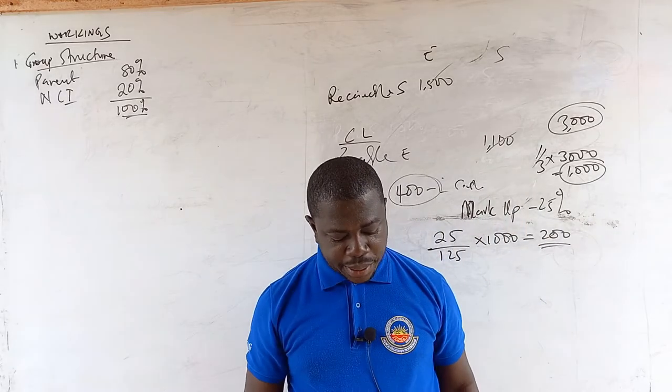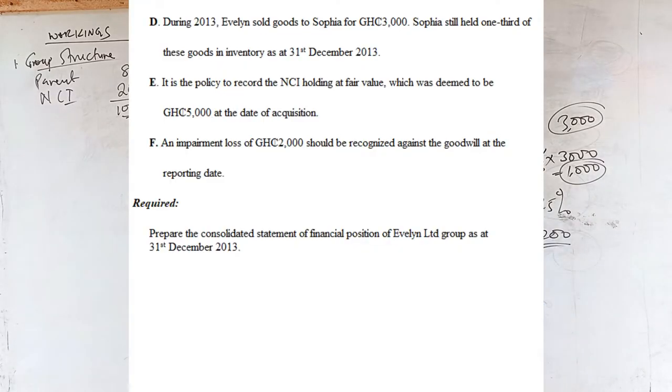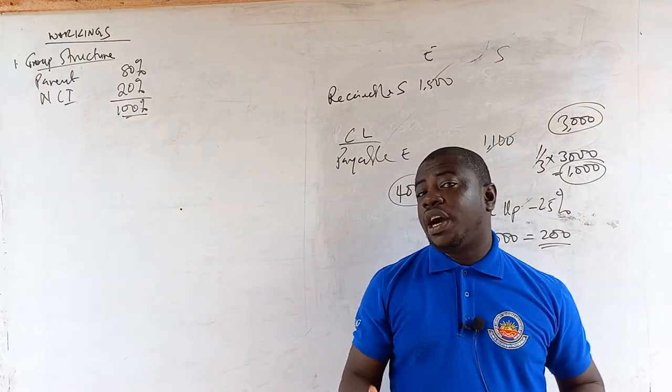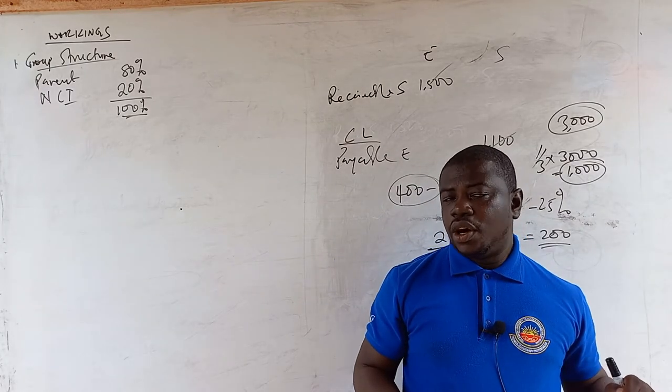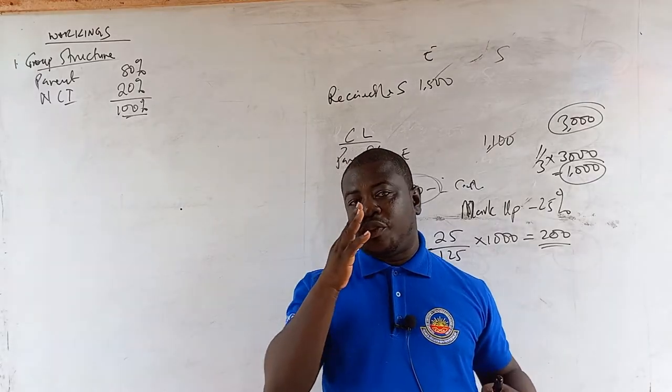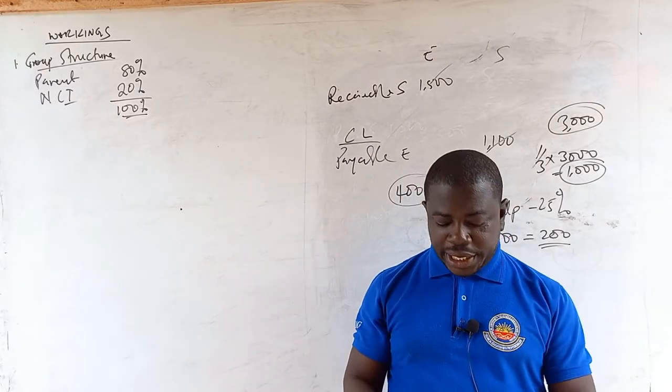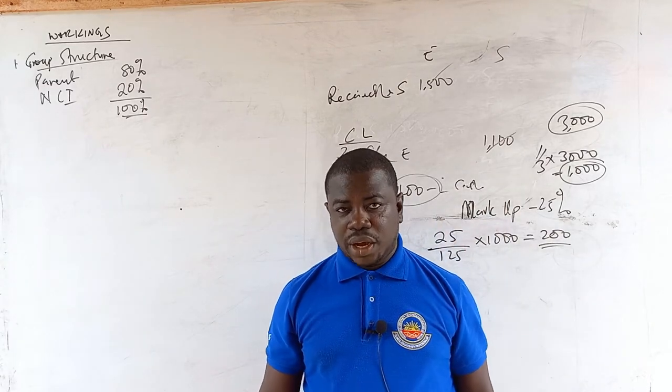And the final one is about the impairment. An impairment loss of 2,000 should be recognized against the goodwill at reporting date. Now, we all know that goodwill should be calculated at the date of acquisition. Okay, so if we calculate the goodwill at the acquisition date, we have gone 3 years from that date. So at the reporting date, goodwill has impaired by 2,000 Ghana cedis.